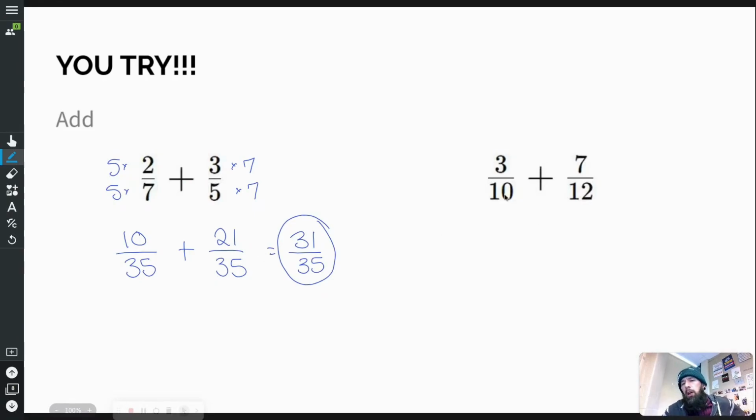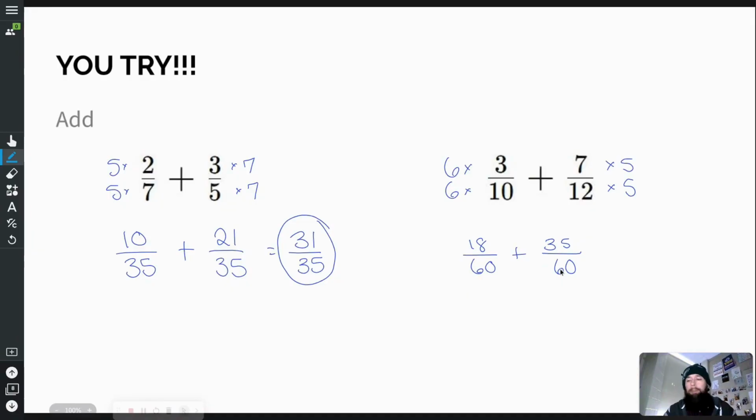Okay? Now, 2 even numbers again. So I don't have to think this has to be 120. I can make this 60, and that would just be fine. So if I multiply by 6, that turns it into 60. And if I multiply the top and the bottom by 5, that turns it into 60 as well. So 6 times 3 is 18. 6 times 10 is 60, plus sign in the middle. 7 times 5 is 35. 12 times 5 is 60.